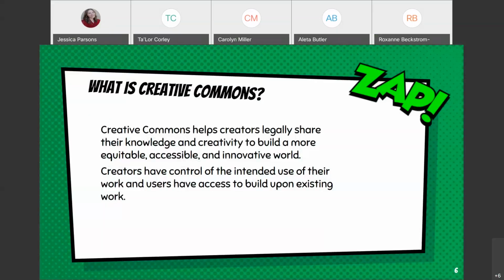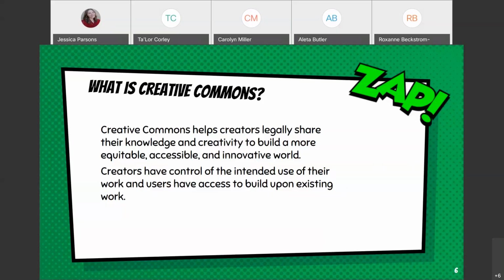What is Creative Commons? Creative Commons helps creators legally share their knowledge and creativity to build a more equitable, accessible, and innovative world. Creators have control over the intended use of their work, and users have access to build upon existing work. There are different types of Creative Commons licenses that indicate the content creator's intended use for the content. And Jessica will go into depth about what those are.